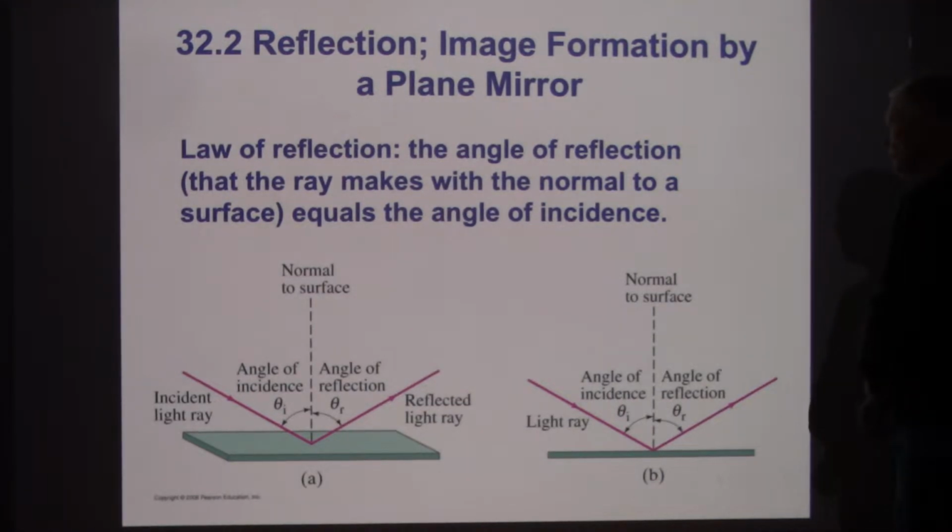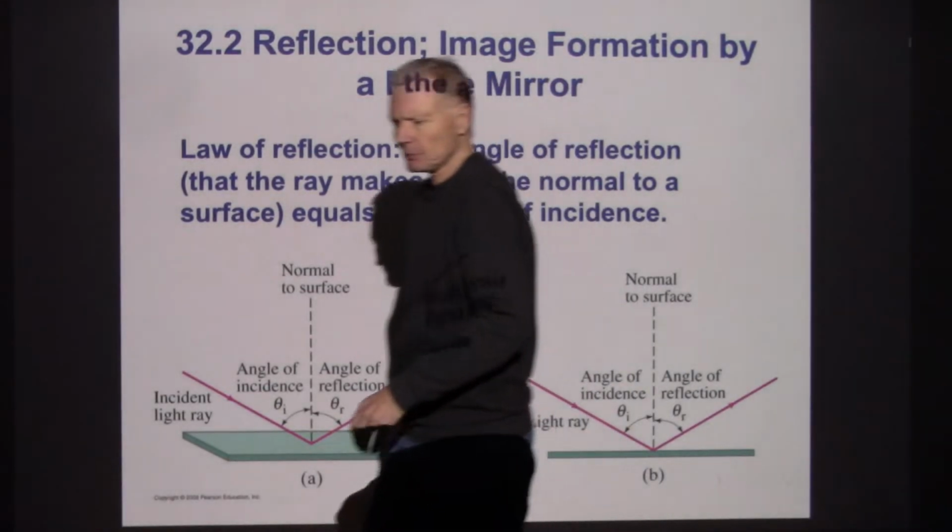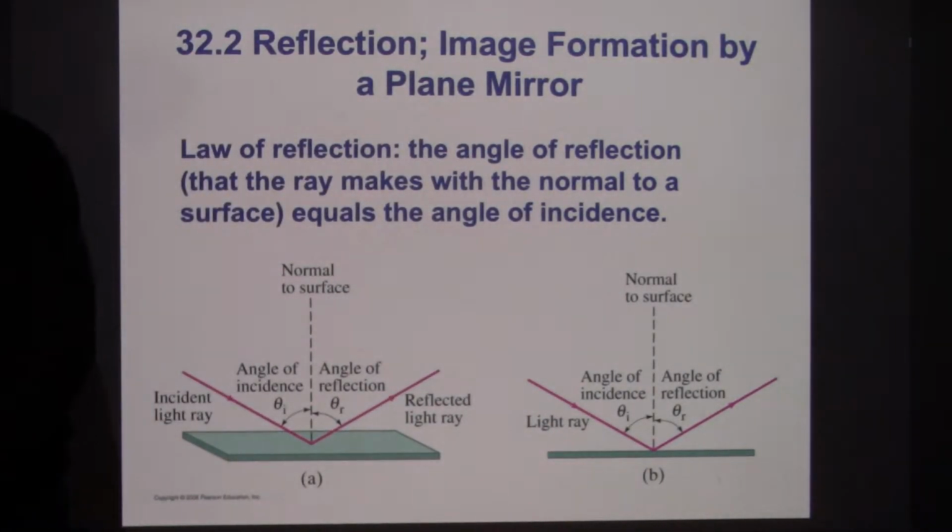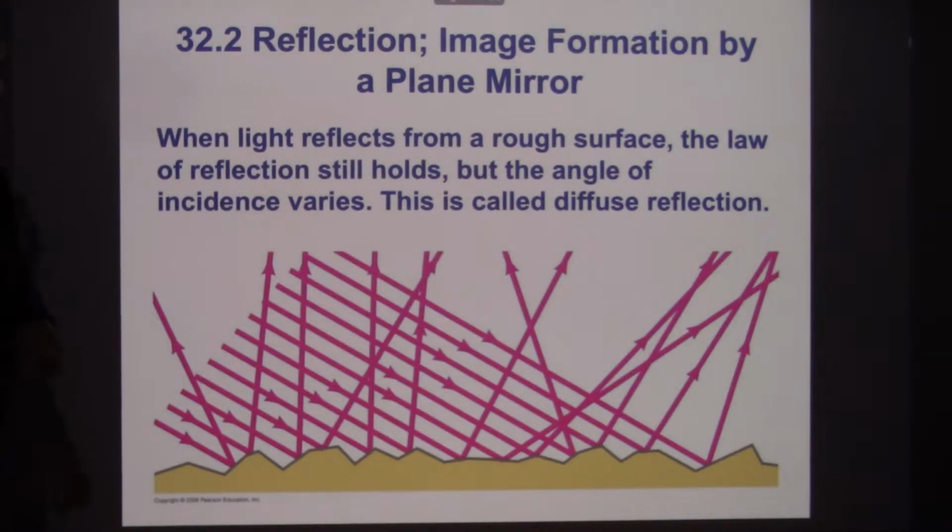Okay, I guess I'm trying to decide how pictures A and B are different. I think they're both showing the same thing: incident light ray, reflected light ray. Okay, I think they are. You guys let me know if you see any difference between those two pictures.